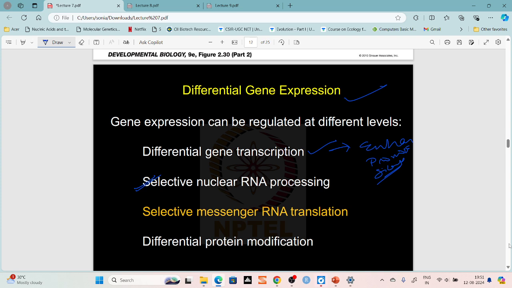What is the meaning of expression? How can you say it is expression? Does it glow? Does it emit some light? No. It means that the protein is getting produced, that gene is producing its protein. That is the meaning of expression.